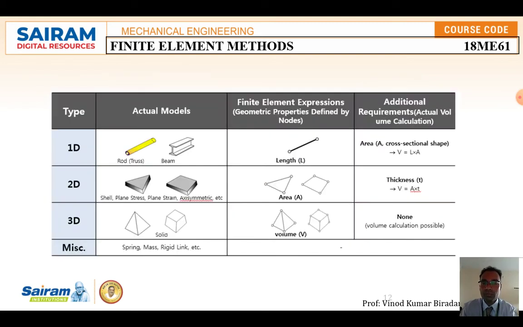Okay, same in the 1D element, the actual model is like this: rod, truss or beams. Okay, 2D element means what? Plane strain and plane stress. And 3D element means solid element. Apart from these, spring, mass and rigid elements will be there, but those are not required.